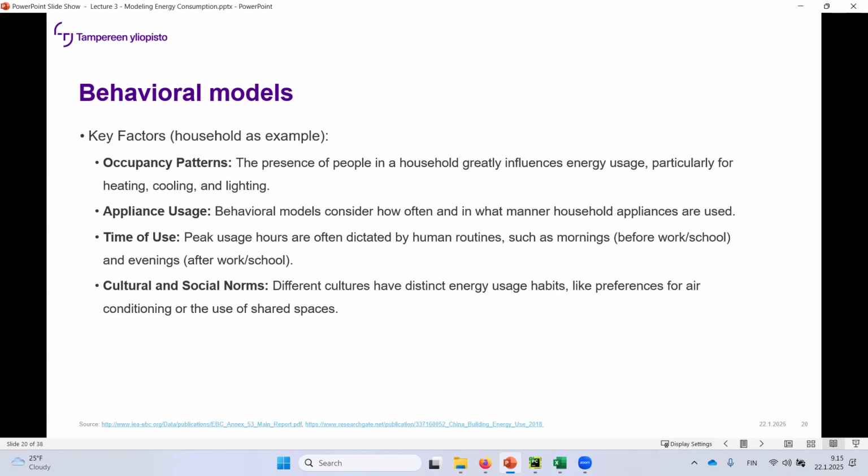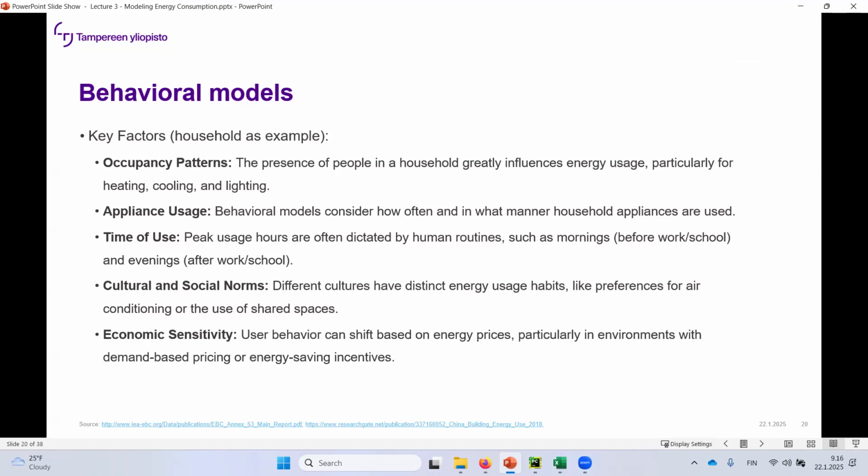Cultural and social norms: different cultures have distinct energy usage habits, preferences for air conditioning or room temperature levels, and so forth. Economic sensitivity: this user behavior can shift based on energy prices, and you can divide the population into different groups that have different preferences. So if energy prices rise, are you willing to cut your consumption, and so forth.